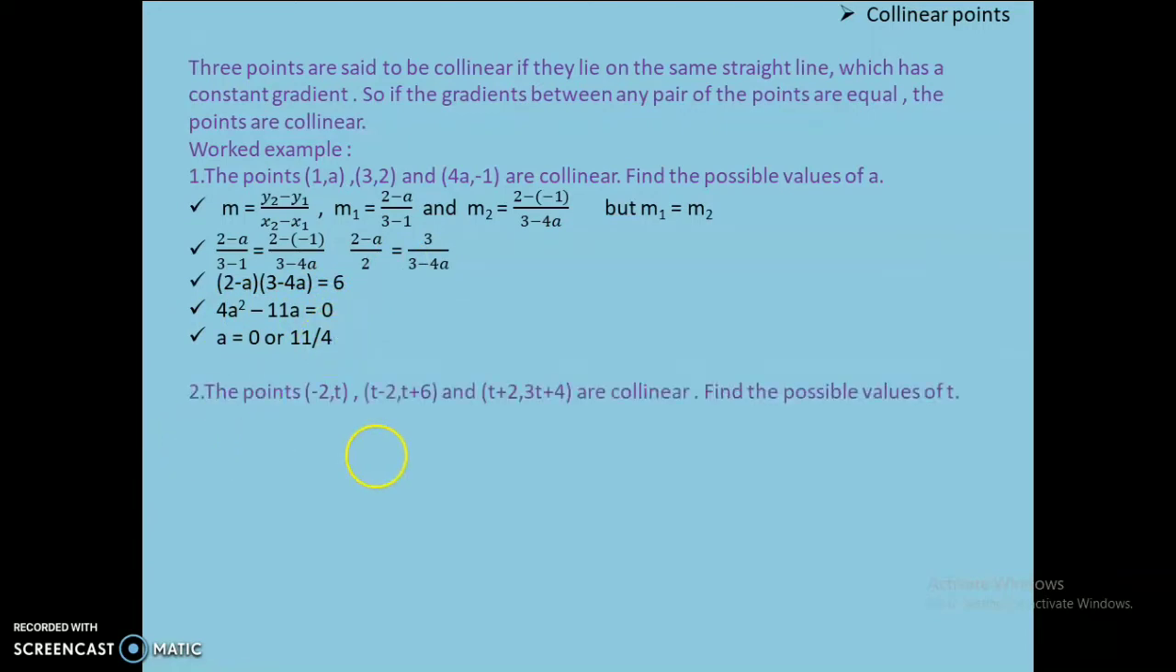Let's look at this question, which says that the points (-2t, t - 2t + 6), and (t + 2, 3t + 4) are collinear. We have to find the possible values of t. This is a similar question to the one we solved earlier, so we will use a similar approach.